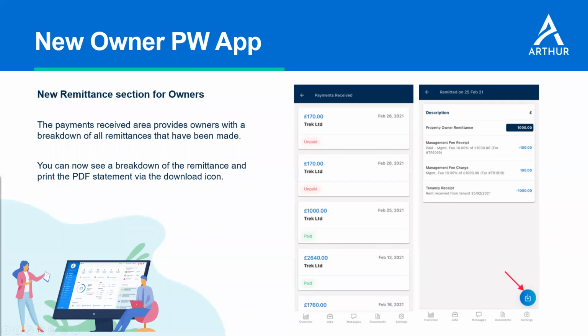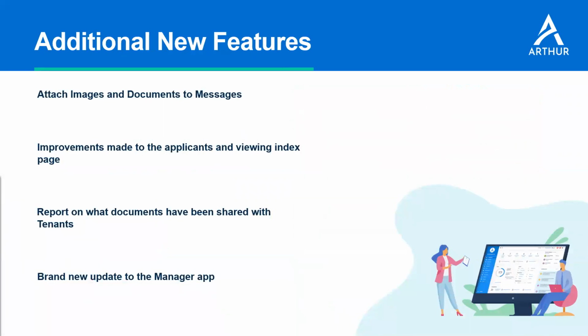All right. The last but not least, we have the additional new features. Now, it's just a few little things I wanted to go over that couldn't really be put onto a separate slide. So you can now attach images and documents to messages. I know quite a few probably have seen that already. It's very simple: when you compose a brand new message, you'll just see attached documents at the bottom of it right before you send.